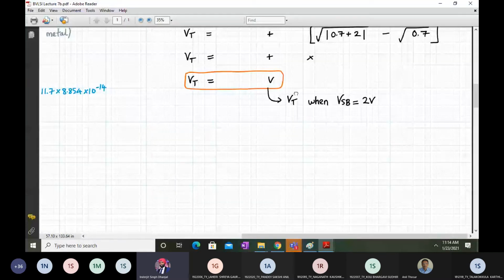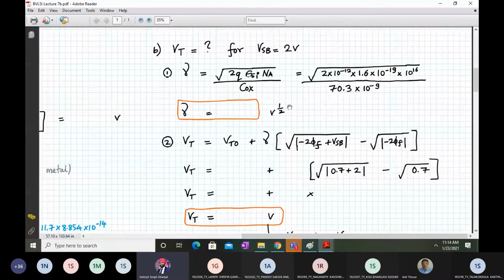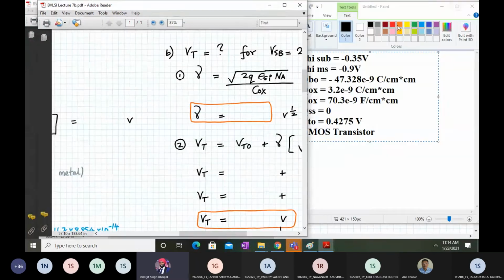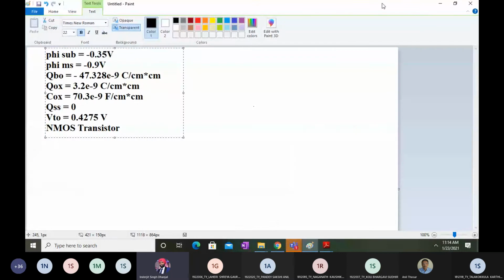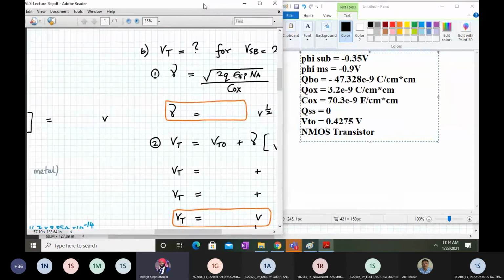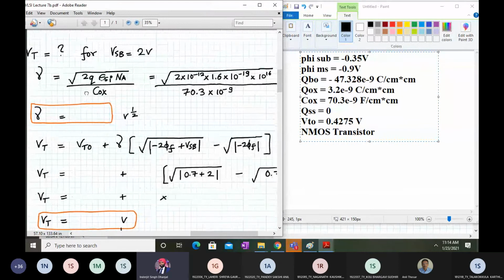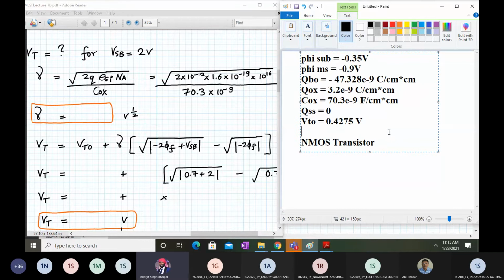Now the numerical is not yet over. In part B, you have to calculate the threshold voltage for VSB equal to 2 volt. So what you do is you calculate the body factor, and let me know the answer. You remember the body factor gamma will be equal to what? You know that its value will be between 0 and 1. If you get a value beyond 0 and 1, then it is incorrect. So let me know the value of gamma.